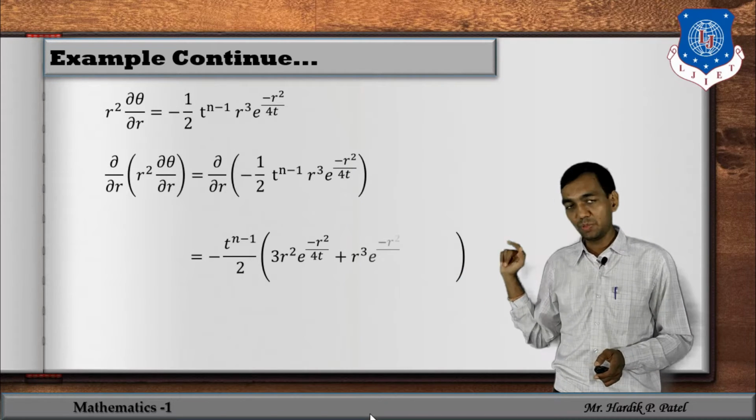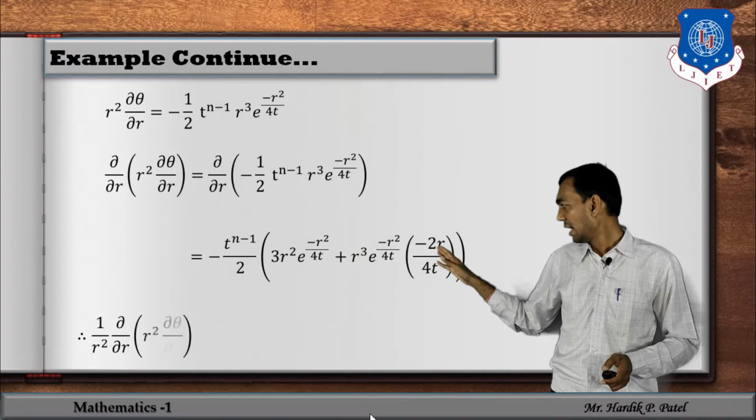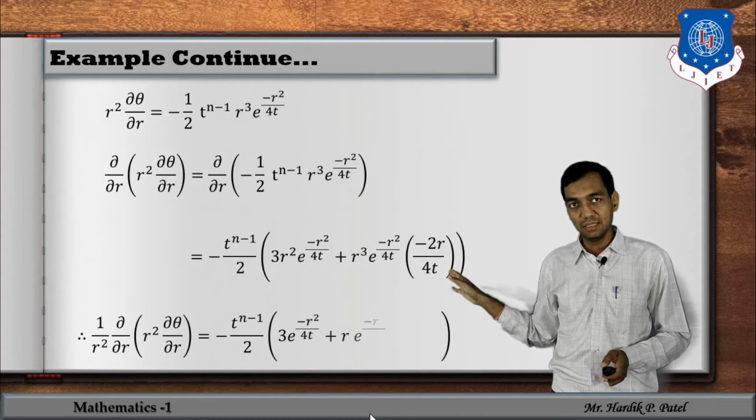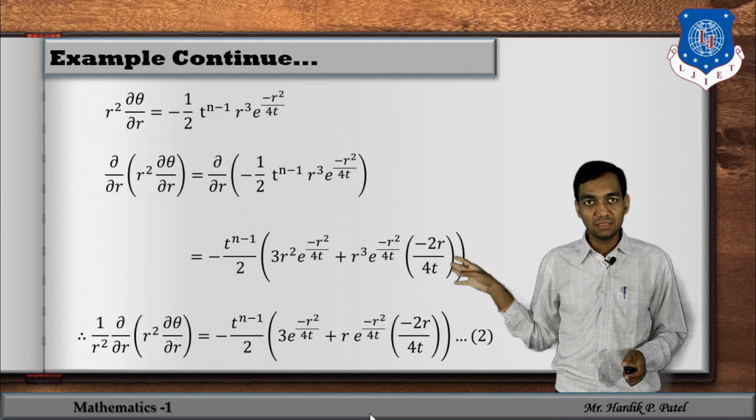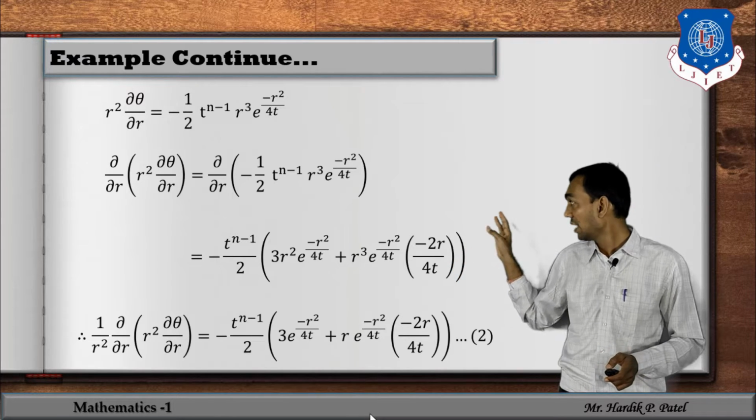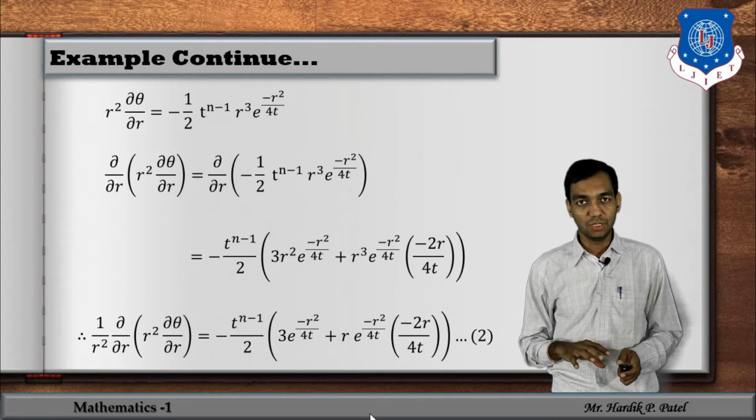Multiplying both sides by r², that gives r² ∂θ/∂r equal to −(1/2) t^(n−1) r³ into e^(−r²/4t).